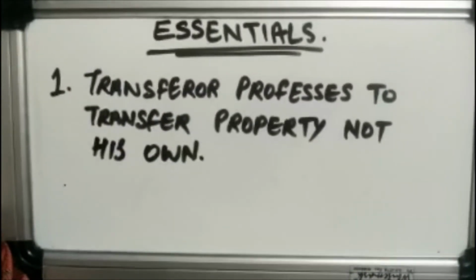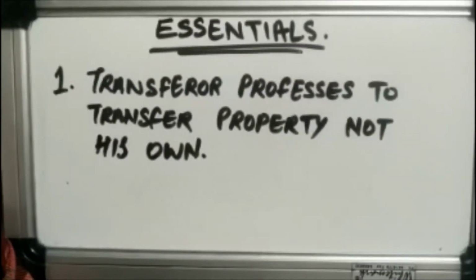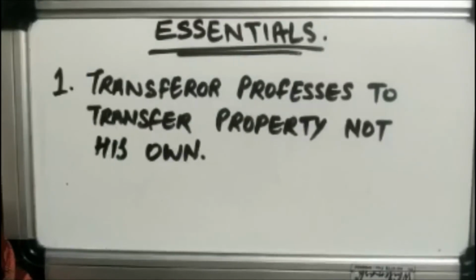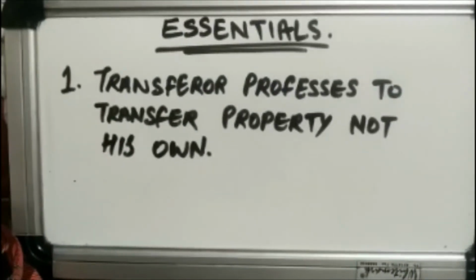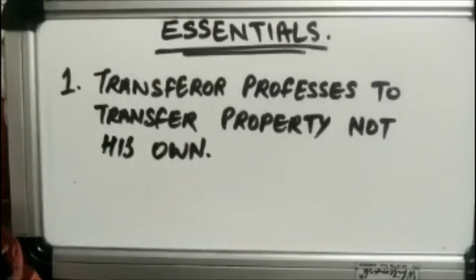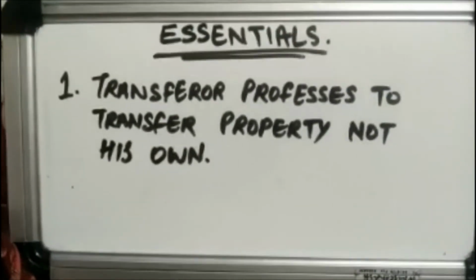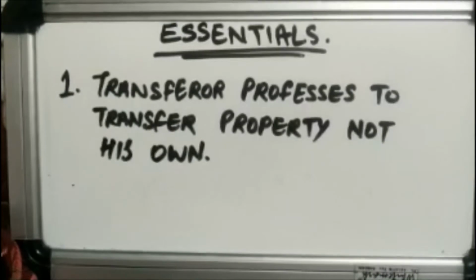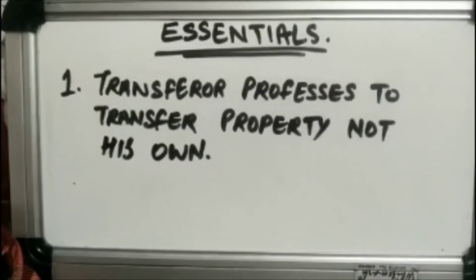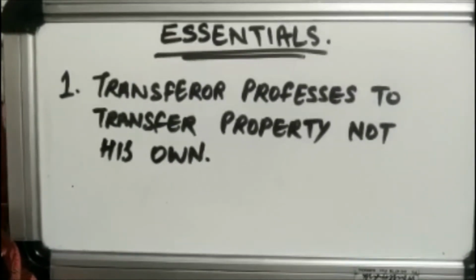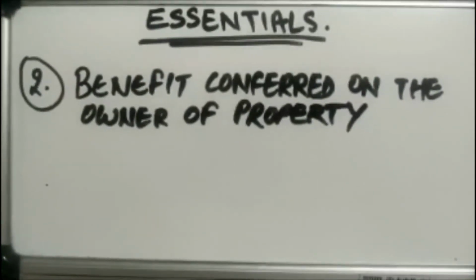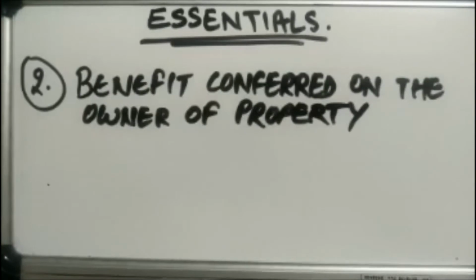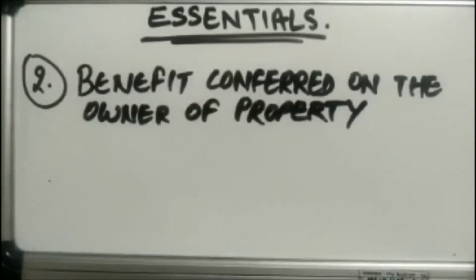Transferor need not specify in words that he is professing to transfer a property not his own. It is inferred by the court from the language of the instrument. Further, knowledge of the fact that transferor has no authority to transfer the property is immaterial for application of the rule of election. The second essential is benefit should be conferred to the owner of the property.